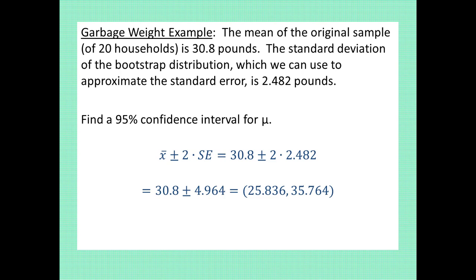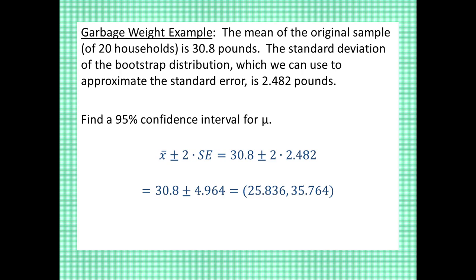It's easy to get those wrong, to be pulling them from the wrong spots in the StatKey output. The standard error estimate, the standard deviation of the bootstrap distribution, is in the picture. It's in the upper right corner of the picture where it says standard error. If you go back a few slides, that's where the 2.482 is. The X bar, the point estimate, is not inside the picture. It's in the original sample box. I guess really it's above the original sample box, but it's underneath the original sample heading.